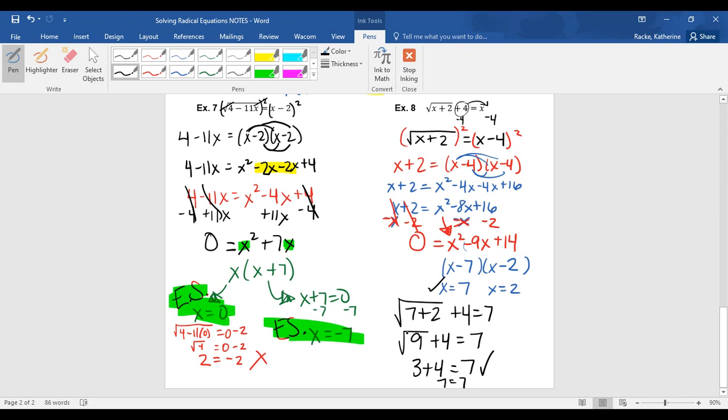Now we need to plug in 2 to see if that one is a solution. Okay, if I'm plugging in 2, square root of 2 plus 2, plus 4 equals 2. 2 plus 2 is 4, so square root of 4 plus 4 equals 2. Square root of 4 is 2. 2 plus 4 is 6. That does not equal 2, so x equals 2 is an extraneous solution. So we have one solution of x equals 7, and we have an extraneous solution of x equals 2.